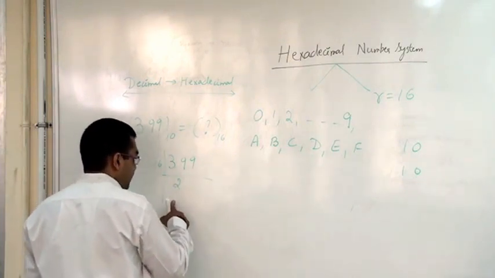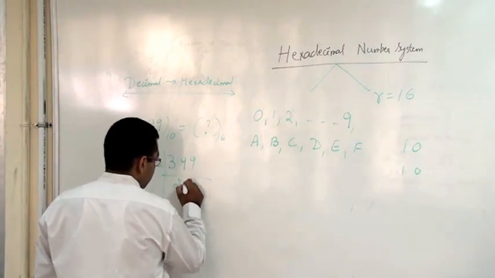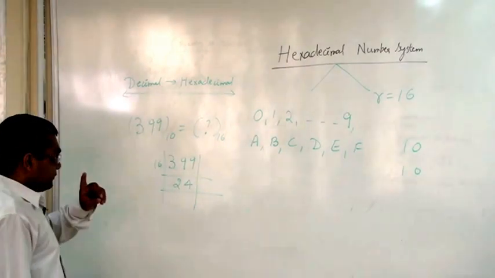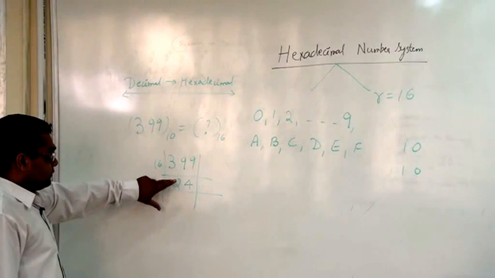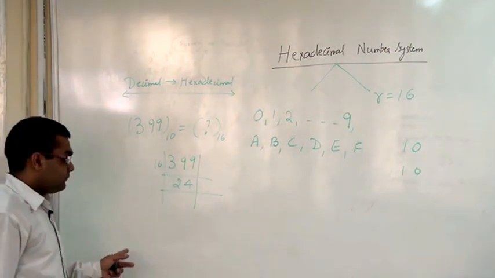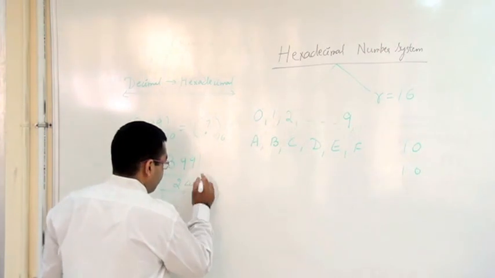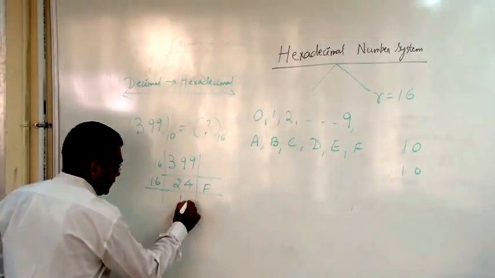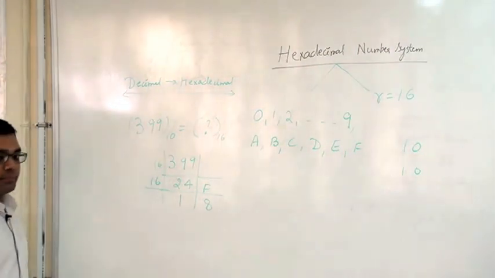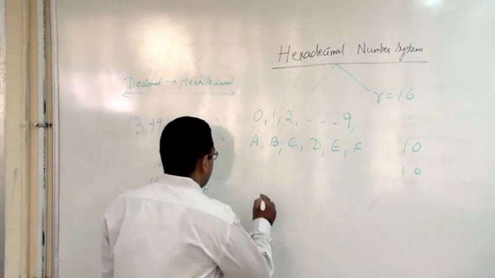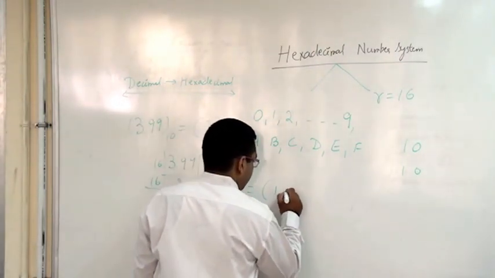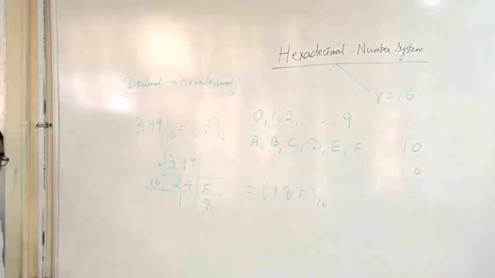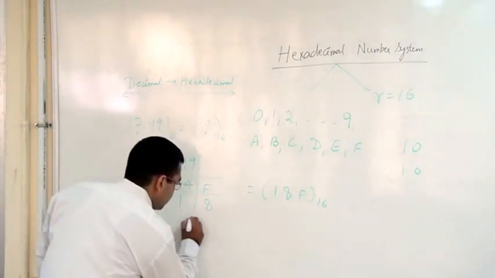So 16 5s are 80, 16 4s are 64. Okay, so we are left with remainder as, that is 79 minus 64, 15. Okay, then 16 1s are 16 and 8 is the remainder. Okay, so we are left with 1, 8 and F. So it goes from here to here.